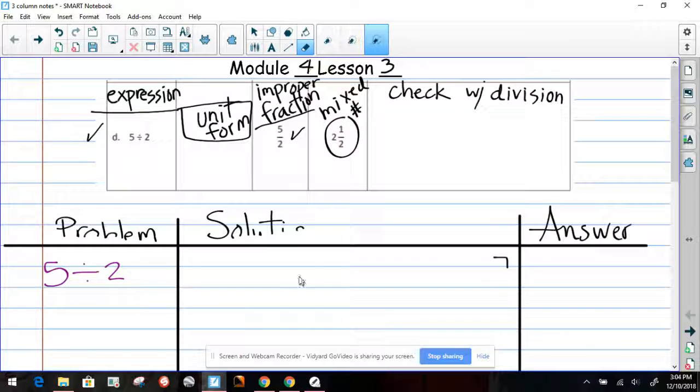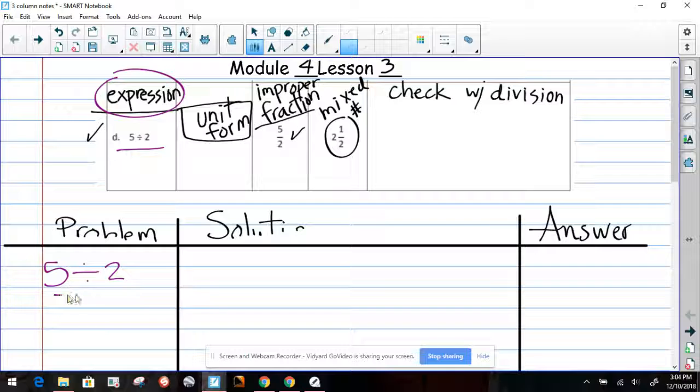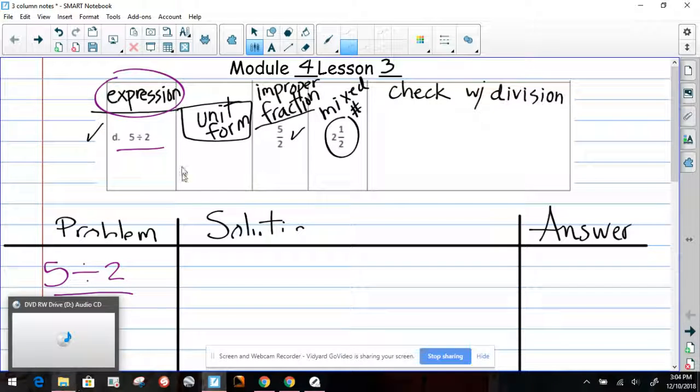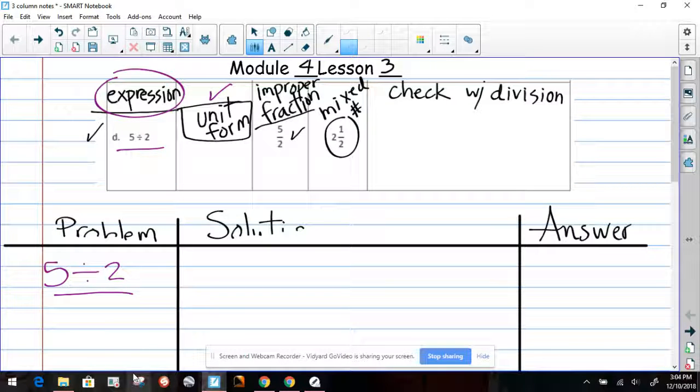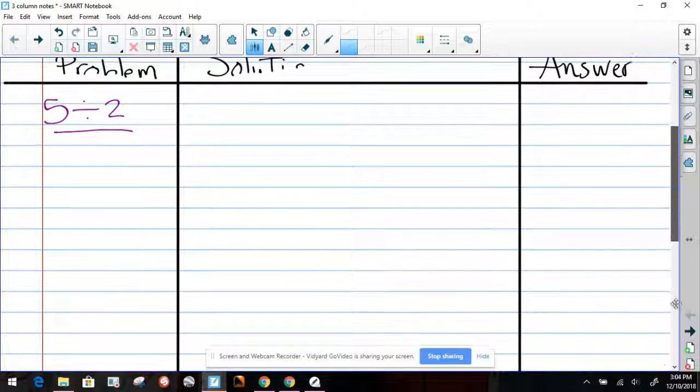Today we are going to make things more complicated, but also easy at the same time. Today we have an expression here, and the expression is 5 divided by 2, which I already wrote here one more time. We're going to find a unit form. The improper fraction is already given to us. The mixed number, which is the answer, is already given to us. And then lastly, we're going to check. Well, let's find the unit form, which is missing.